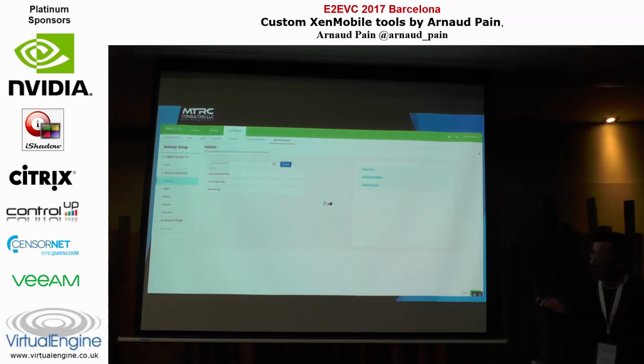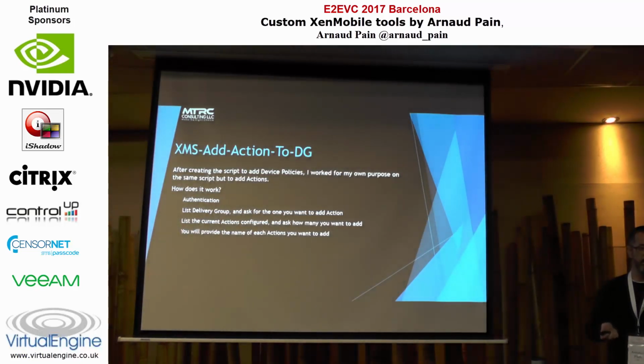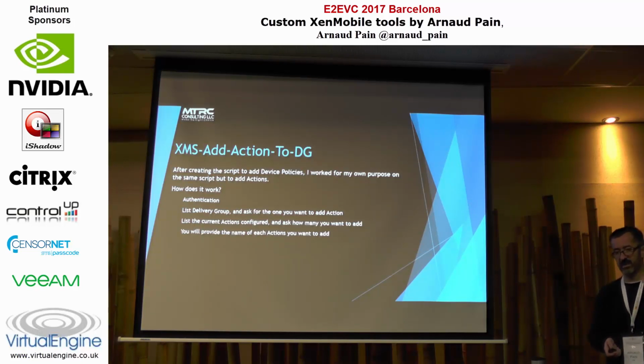I was asked for this one, and afterwards I just thought about doing the same thing for actions as well as for applications. So I will not show you a demo, it works the same way. I list the delivery group, I list all the configured actions or applications, you are asked how many actions or applications you want to add, and all the settings are done.